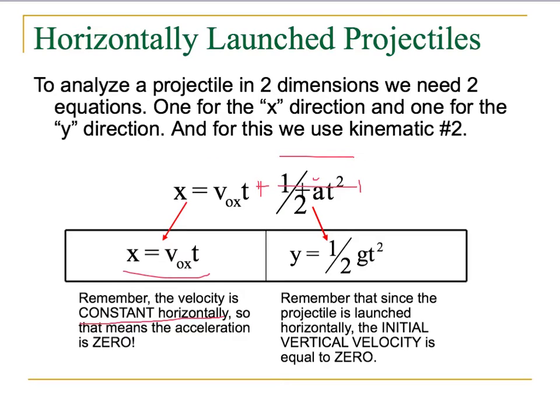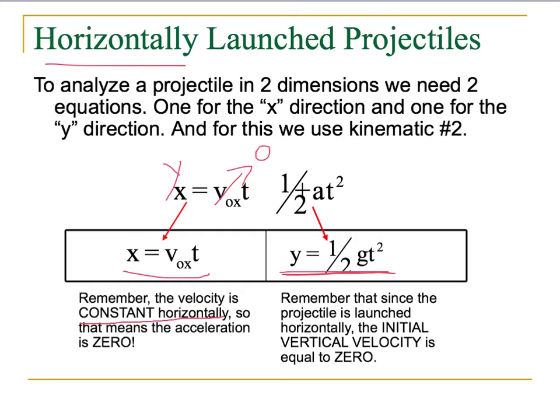Now on the other side of that, for the vertical motion, the initial velocity is 0, and we're talking about the vertical displacement in that case, and so that's where this equation comes from. So this is really just a shortcut that you can use specifically for horizontally launched projectiles, because horizontally launched projectiles' initial velocity is always going to be 0.